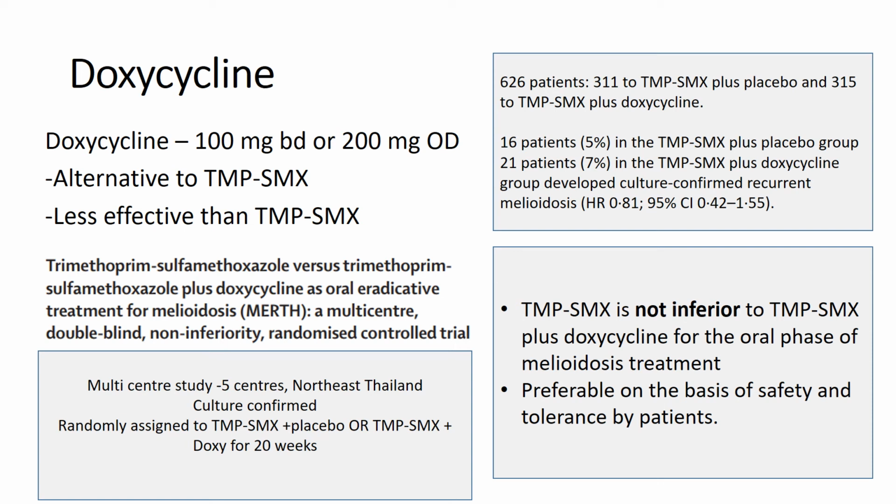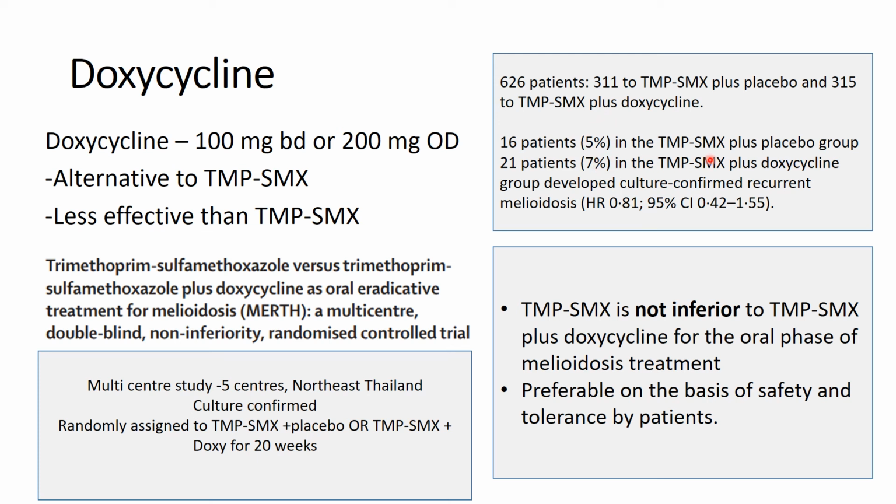They randomly assigned them into the 2 groups, either Bactrim plus placebo or Bactrim plus doxycycline for 20 weeks. What they found is, of the 626 patients who were actually recruited, 311 of them were in the Bactrim plus placebo arm, while the other 315 of them were in the Bactrim plus doxycycline arm.